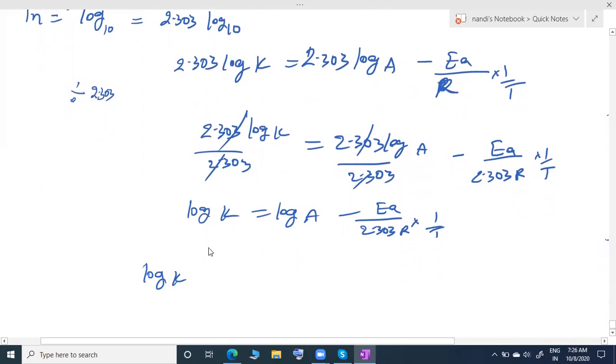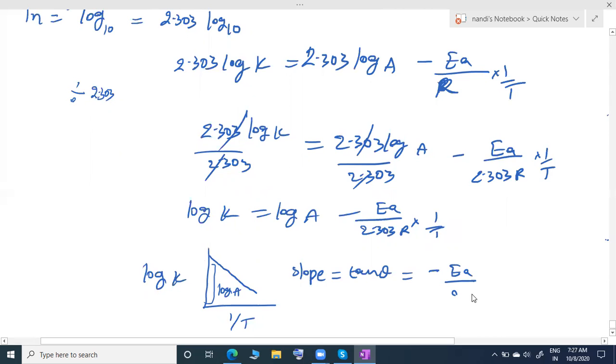Log k versus 1 by T, so you can get the graph. Clear? This is the intercept log A and slope equal to, again, tan theta. You can write here minus Ea by 2.303 R.